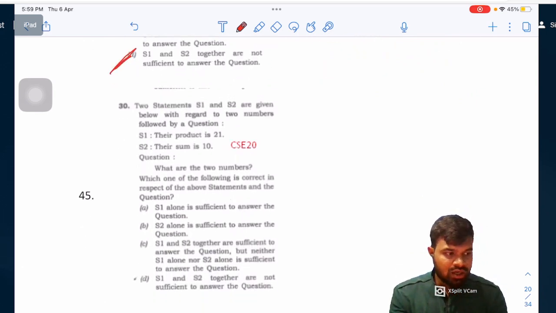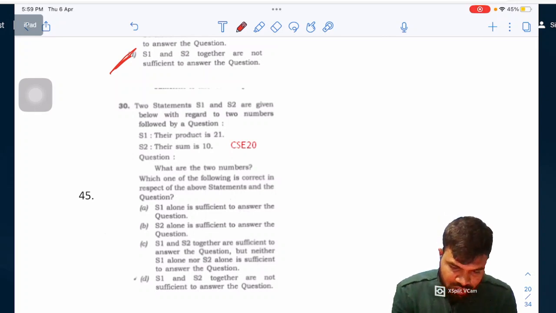Okay. Now this question, the 45th question. S1 and S2 are given numbers, and two numbers are required. Their product is 21.